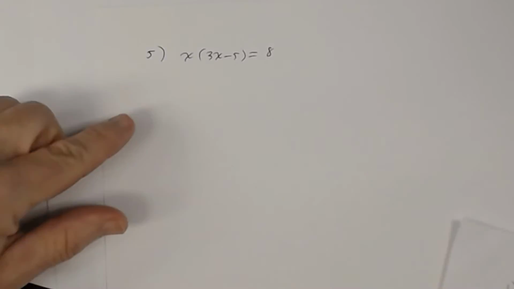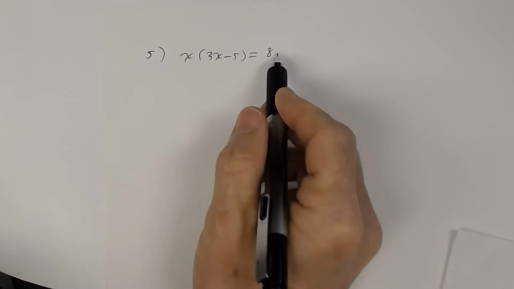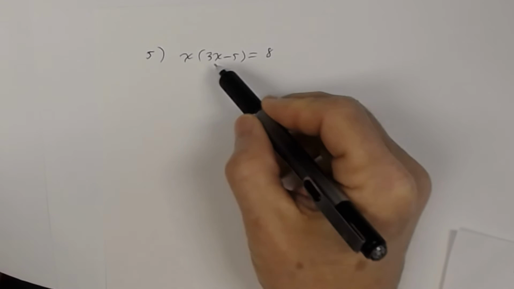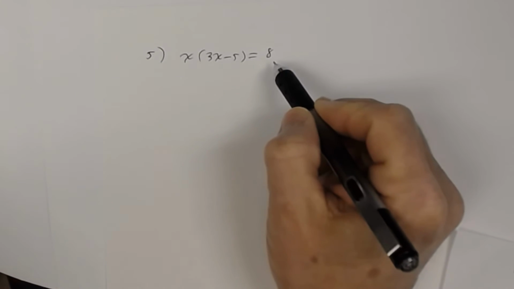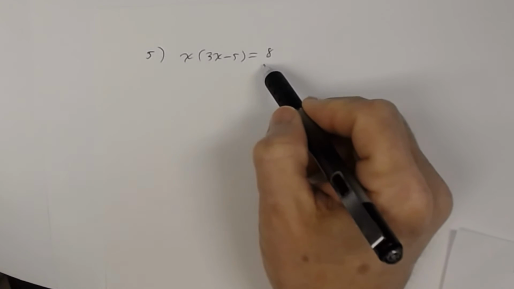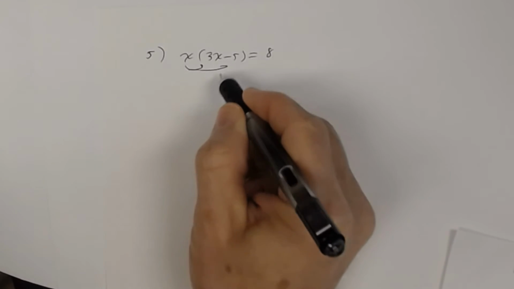So what they're going to do is say, well, I'm going to set each of those equal to 8. That's not true. You don't do that. The only time you set factors equal to a number is if that number is 0. That number you just set equal to must be 0. So what you have to do first is distribute.